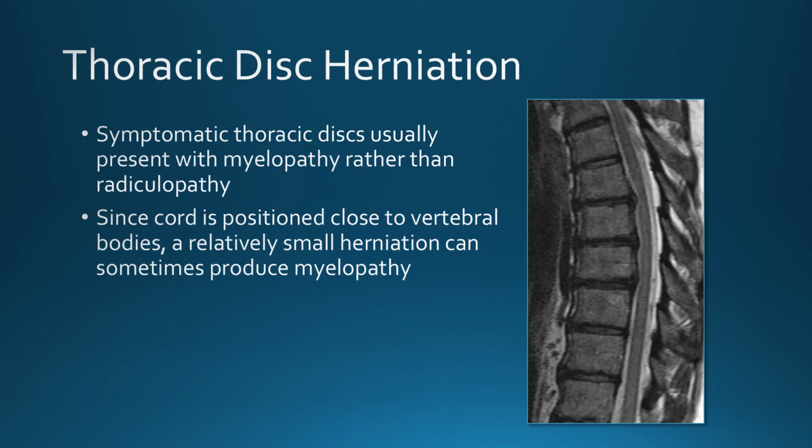Thoracic disc herniations. One important thing about the thoracic disc herniations is that first, the patients will typically present with myelopathy rather than radiculopathy, and because the spinal cord is close to the vertebral bodies, you can have a relatively small disc herniation that can produce myelopathy. So even if you have enough fluid behind the cord, like you can see here, there's still fluid behind the cord, disc herniation can cause significant cord compression and can cause myelopathy because the cord is fairly closely applied to the posterior margin of the vertebral bodies because of the thoracic kyphosis.